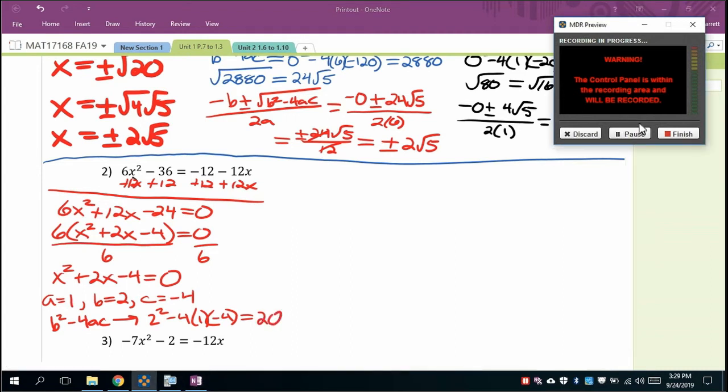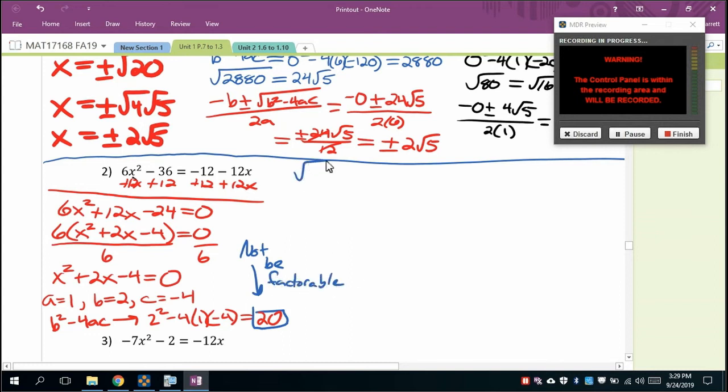Now, here's the thing. Earlier on, we established that the discriminant, in order for it to be factorable, would have to be a perfect square. Well, factorable over the integers. So this will not be factorable, because 20 is not a perfect square. But if we simplify square root of 20, that will become 2 root 5.